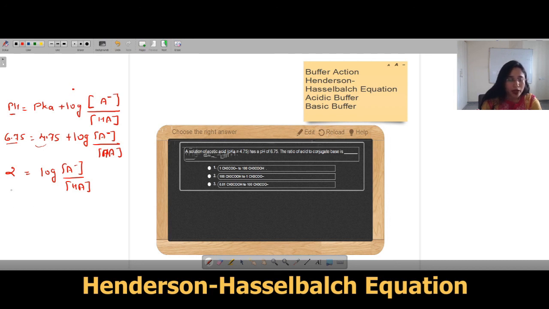So student, we will take the anti-log. When you take the anti-log, this 2 becomes 10 to the power 2, and A minus upon HA equals 100, isn't it? Because in the question they are asking for the ratio of acid to conjugate base, it would be the reciprocal of 10 to the power 2. So we reciprocate this: HA acid upon A minus salt, then we get 1 upon 100.